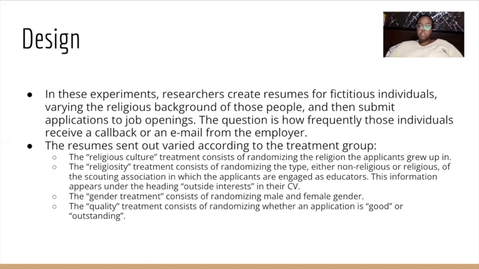Religiosity treatment consists of randomizing the type, either non-religious or religious. This was seen in the outside interest part of the individual's CV, where somebody who is more religious would engage in activities such as teaching in Sunday school, teaching the Quran, and things like those, and the people who are non-religious did not have anything to do with religion in the outside interests category.